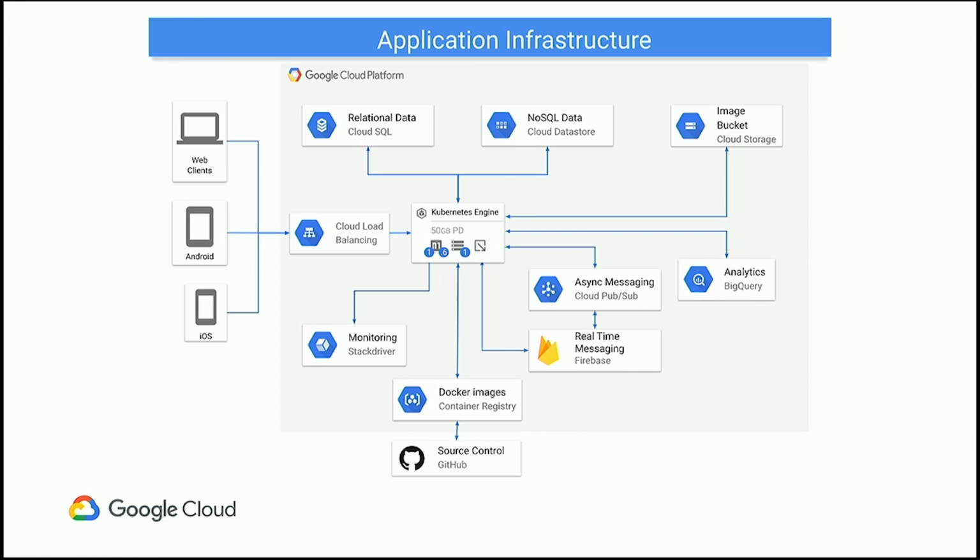So on the screen here now, we have a sample application infrastructure of what something could look like that incorporates Kubernetes. You'll notice that the important components here are the implementation of the container registry for hosting Docker images and GitHub for your source control.